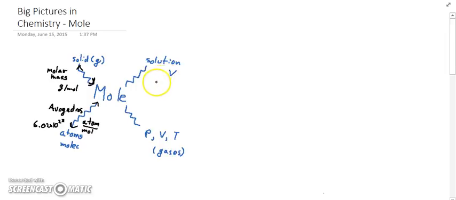For solution, if we know the volume of a solution, the conversion factor that gets us to moles is the concentration. Concentration is usually expressed in molarity with a capital M, which is moles per liter, although there are other ways to express that. If we take concentration times volume, we should get moles.